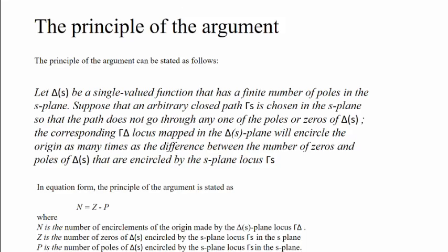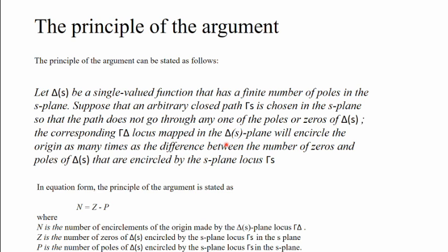And the Nyquist stability criteria has originated basically from the principle of arguments. What does the principle of argument state? Let delta of S be a single valued function that has a finite number of poles in the S plane. Suppose an arbitrary closed loop path is chosen in the S plane so that it does not go through any of the poles and zeros of delta of S. The corresponding contour, the delta locus mapped in delta of S, will encircle the origin as many times as the difference between the number of zeros and poles that are encircled by the S plane contour S.